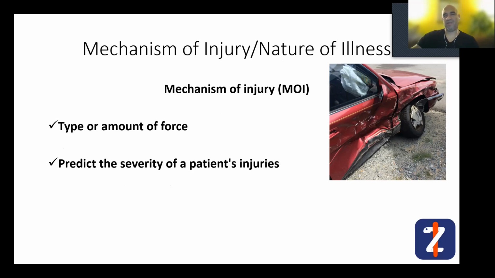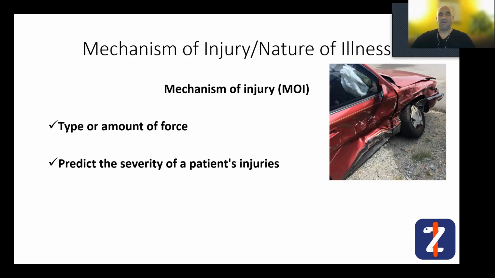All right, next. So we did the BSI, standard precautions. Now we went into scene safety. Now we go to the next level. The next level is mechanism of injury. I'm going to stop there. So people get confused, MOI versus NOI. Say the words: mechanism of injury. The third word is the big clue. So mechanism of injury is trauma, and nature of illness is medical emergencies.